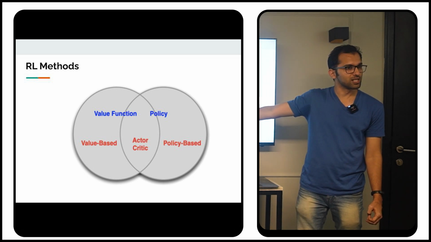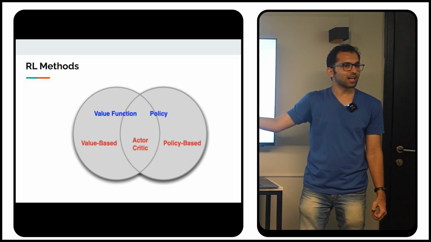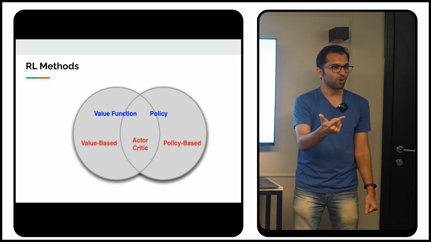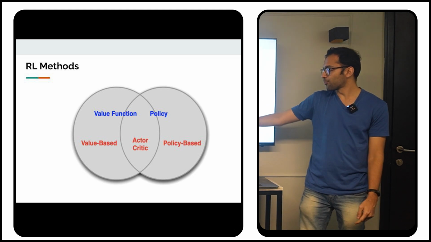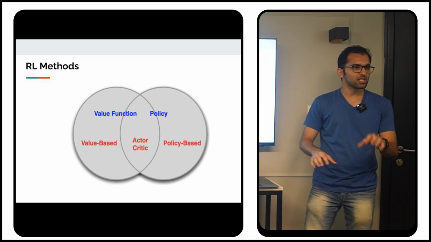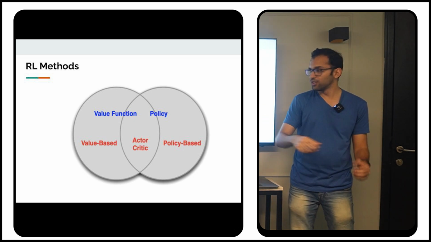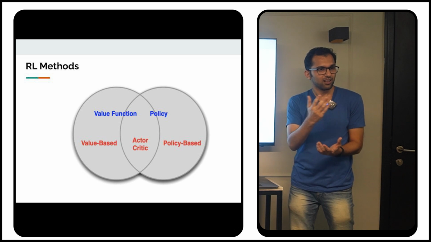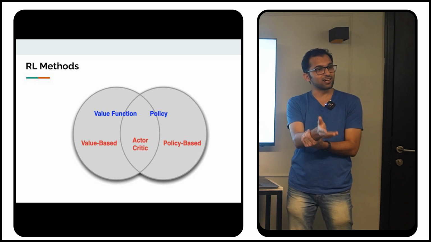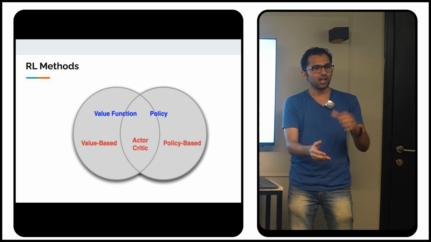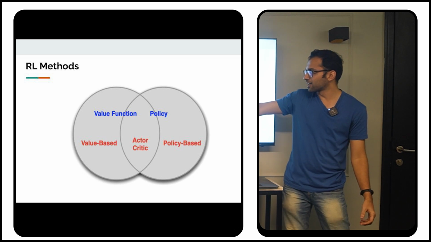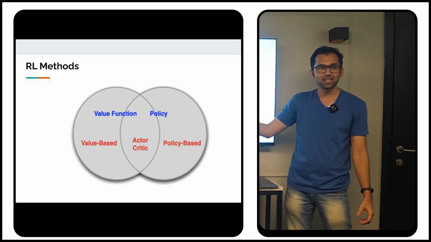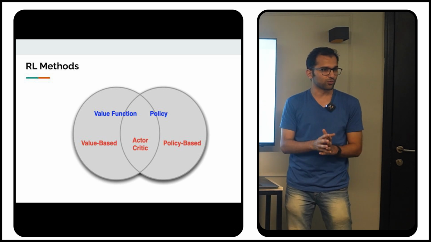And some of them are policy based. Policy based are REINFORCE, PPO, A3C. These are all policy based. And where policy based and value based methods interact with each other is actor critic. A3C is asynchronous advantage actor critic, or just advantage actor critic. These are actor critic methods which use value based methods and policy based methods and merge both of them.